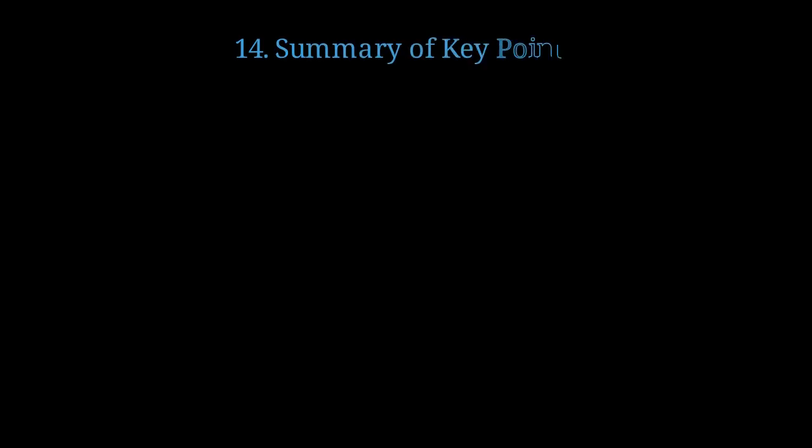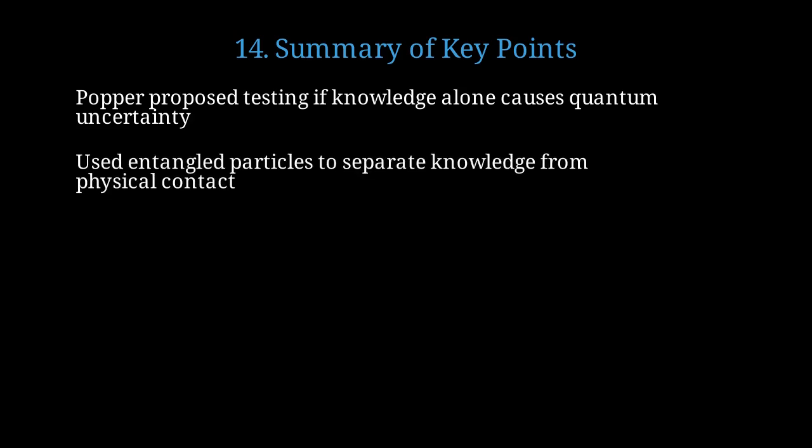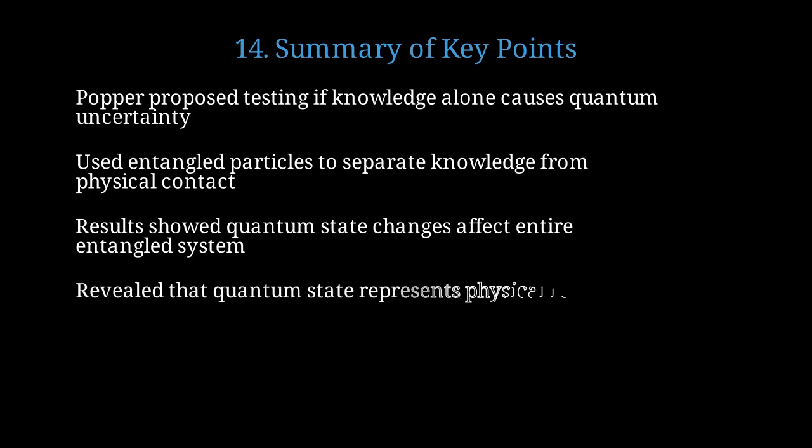Let's summarize the key insights from Popper's quantum experiment. Popper proposed an experiment to test whether knowledge alone causes quantum uncertainty or if physical interaction is required. He cleverly used entangled particles to separate the effect of knowledge from direct physical contact. Experimental results showed that changes to the quantum state affect the entire entangled system. This revealed that the quantum state represents physical reality itself, not merely our information about it.